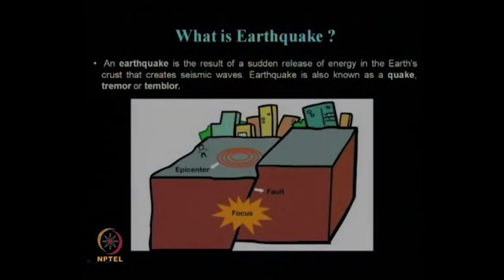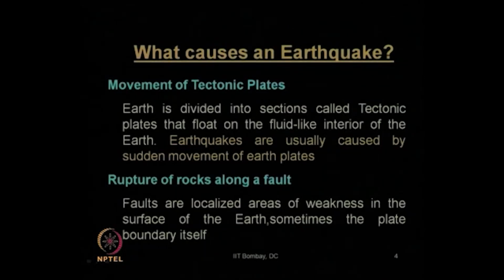In this engineering seismology, we have first studied what is an earthquake and how it gets generated through sudden release of energy in the earth's crust, which creates finally the seismic waves. And what are the major causes of an earthquake? We have seen there can be two major reasons. One is movement of tectonic plates and another is rupture of rocks along a fault.